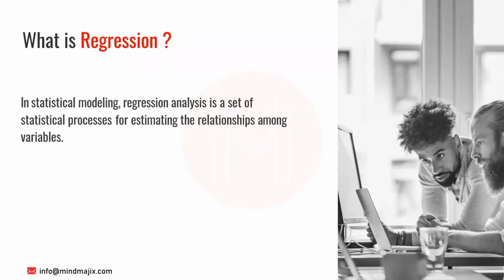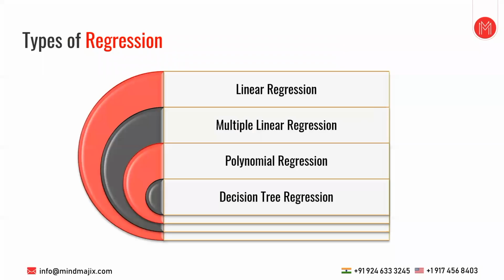So after understanding what is regression, now let's talk about the types of regression. The basic and first type of regression is linear regression. The second type is multiple linear regression. Once you learn about linear regression, it is very easy to learn about multiple linear regression, because the inside method and mathematics are similar for linear regression and multiple linear regression.